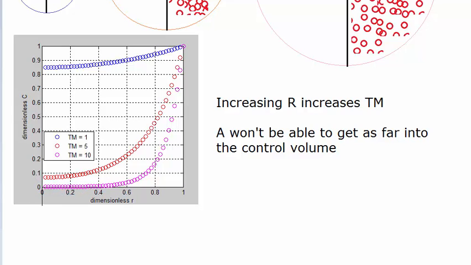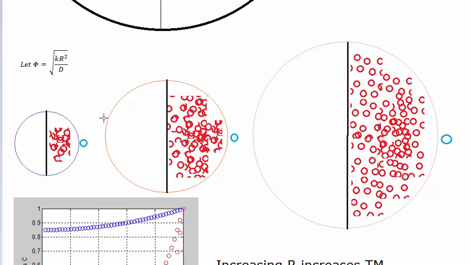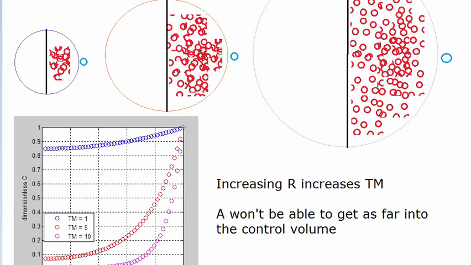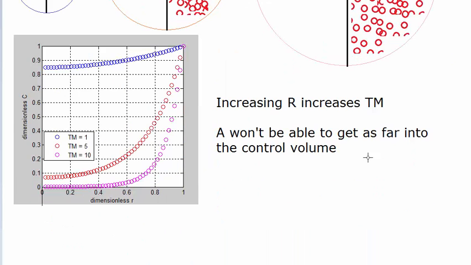center. So what you're saying here is that as you increase the control volume size, as you increase this R over here, the Thiele modulus is going to get greater, and when the Thiele modulus is greater, the species A that is reacting won't be able to get as far into the control volume. It won't be able to get to the center of the control volume. Okay, let's look at another trend.